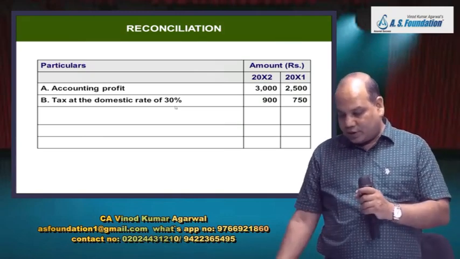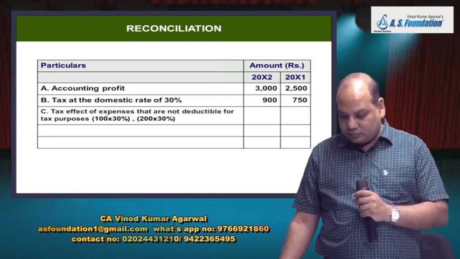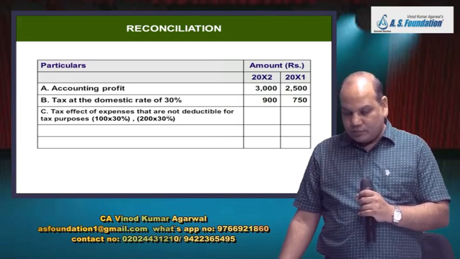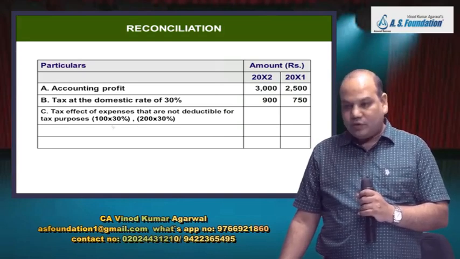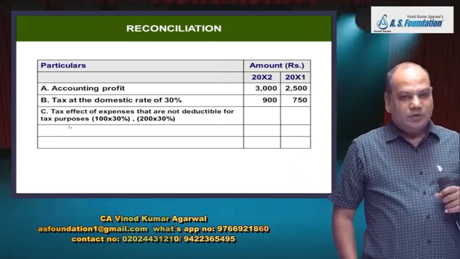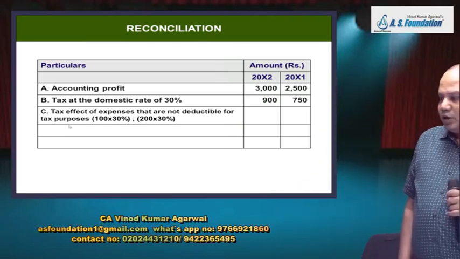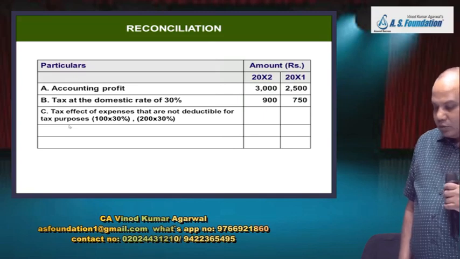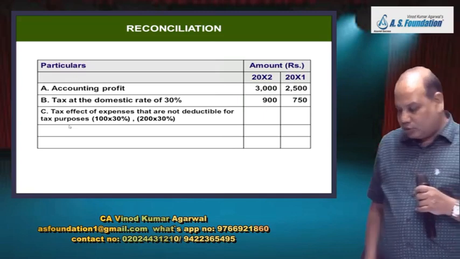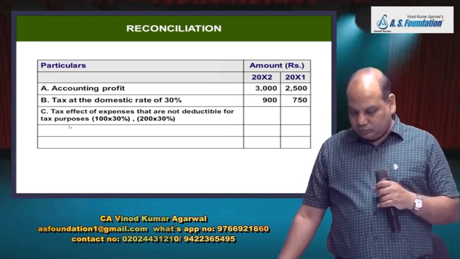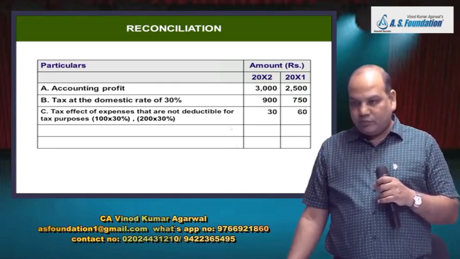Two reasons we have identified. One, write down: tax effect of expense that are not deductible for tax purpose. That is 100 into 30%, comma, 200 into 30%. 30, 60.